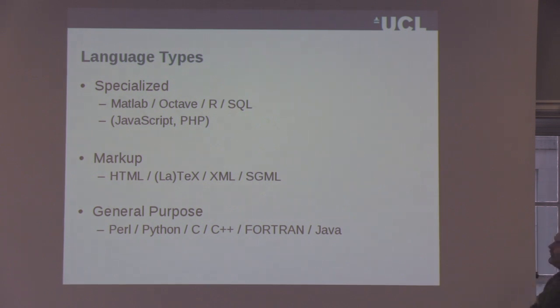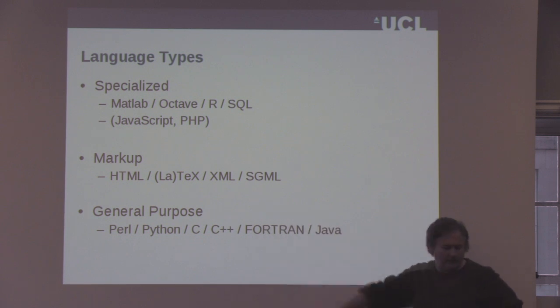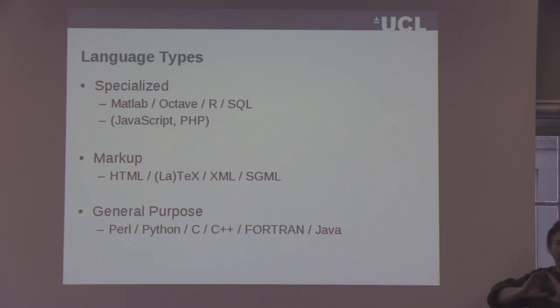So just a few examples of these sorts of things. Specialized, as I said, are things like, to some extent, JavaScript and PHP, which are used for websites. But in fact, they can be used for anything, but largely they're just used for websites. Things like R for statistics, SQL for querying databases, MATLAB and Octave are things for doing heavy-duty maths calculations. Markup languages, as I said, things like HTML for the web, TeX and LaTeX for producing documents.